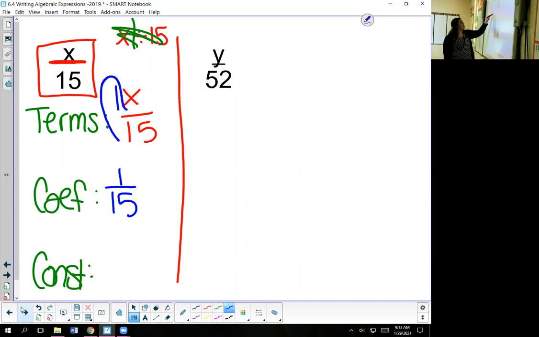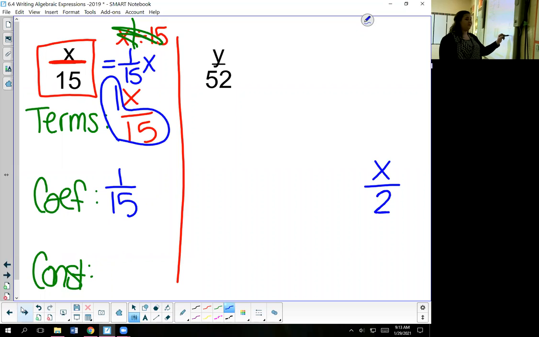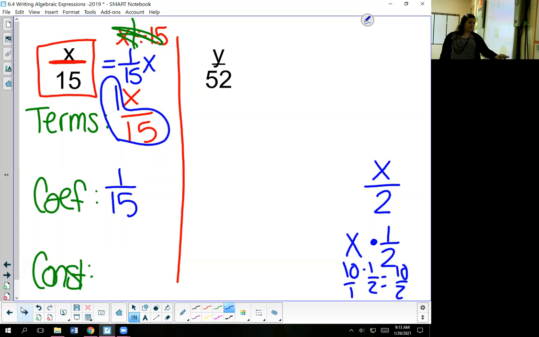So 1 has to go with this 15. Do you see how that's a fraction? 1/15. If you know anything about what we said, that is the same. This is really 1/15 times x. It's the same as what we talked about yesterday. Remember how when I said if I take a number and I cut it in half, it's the same as multiplying by a half, right? If I say take half of 10, 10 divided by 2 is 5. If I take 10 times a half, guess what I'm going to get? 10 times a half, I'm going to get 10 divided by 2, which is 5.